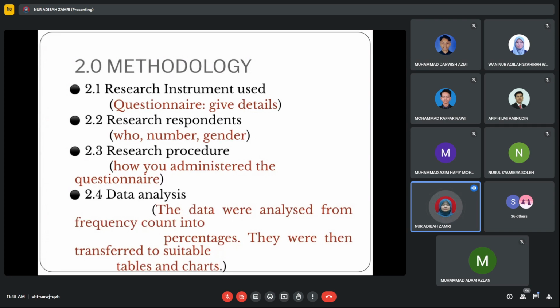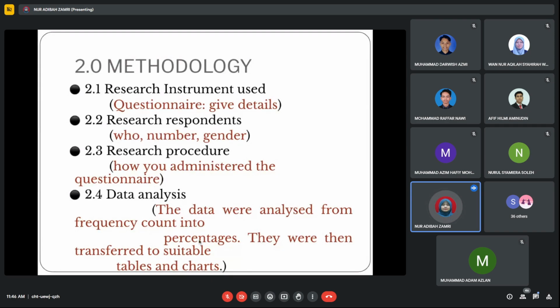Okay, and the research procedure, how you administer the questionnaire. This is more than just how you conduct the survey. Let's say you prepare the questionnaire first, and then you send it to your friends to check. Then you distribute through WhatsApp, and then you receive, you analyze, and it takes like 2 weeks for you to analyze. This is just an example. I'm going to show you the sample after this.